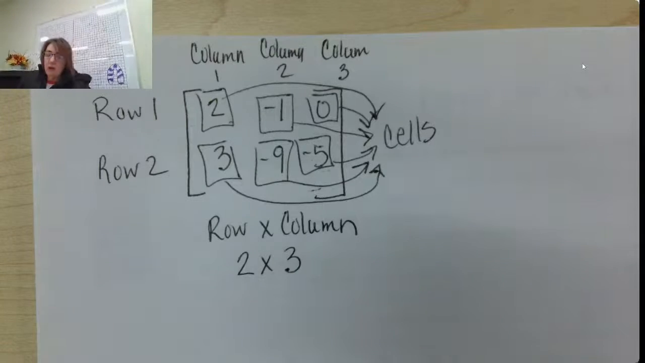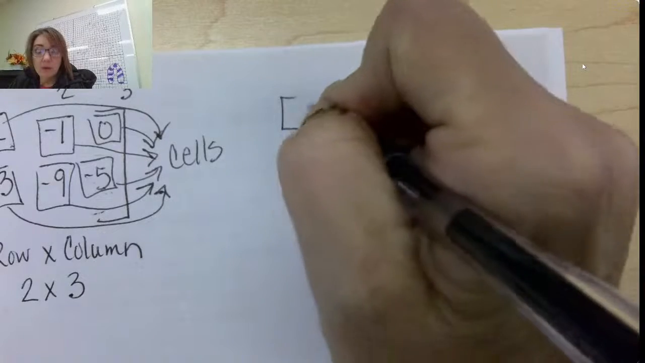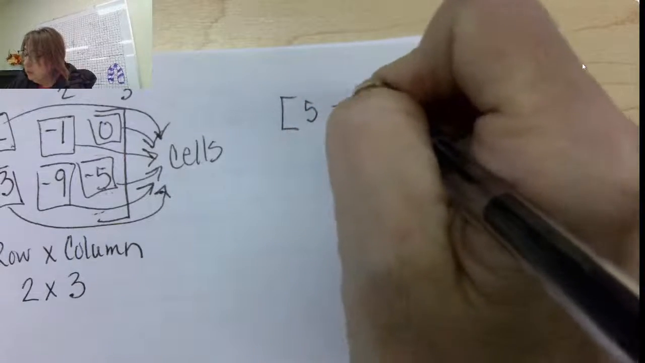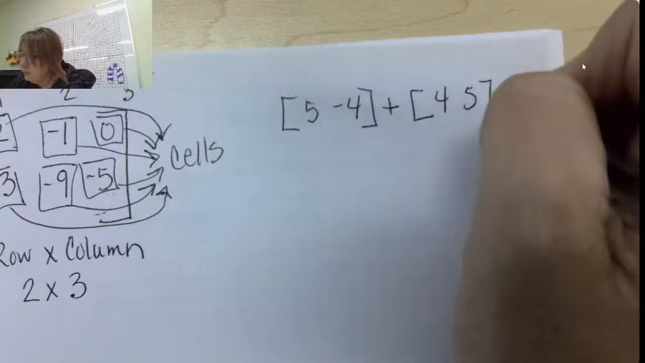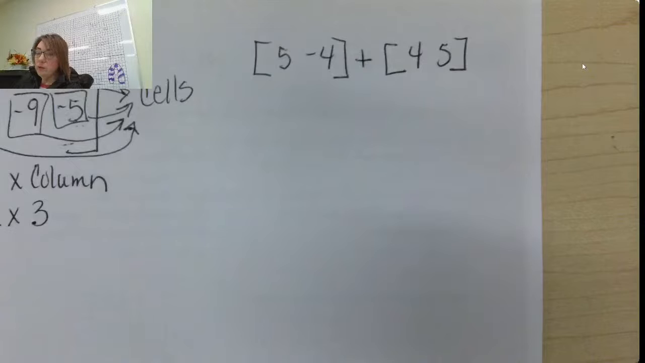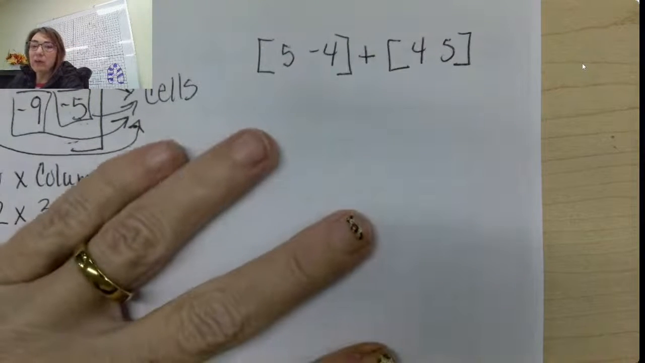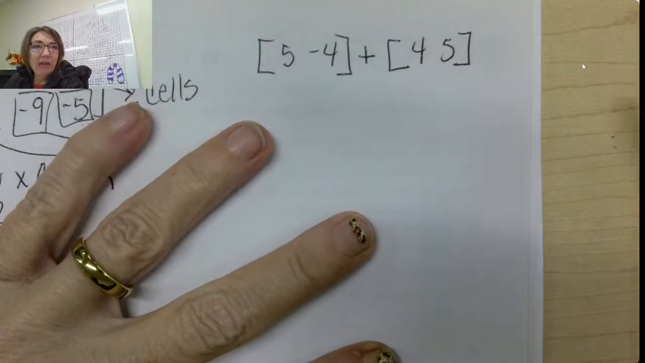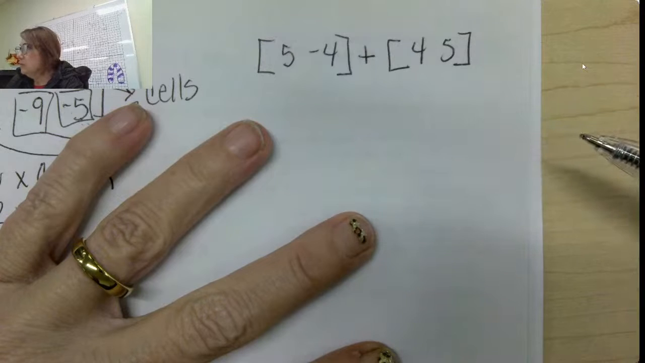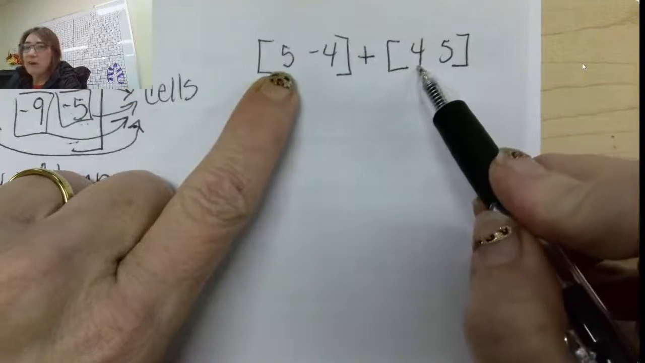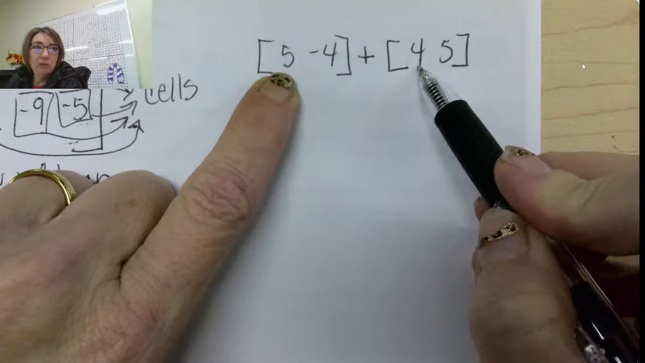Okay, so if we're going to add those two, I'm going to write them down here. Negative 4, 4, 5. So if we're going to add these two together, all you do is add the numbers that are in the same cells in the two matrices. Like this 5 and this 4 in the same cell. So we just add them together.